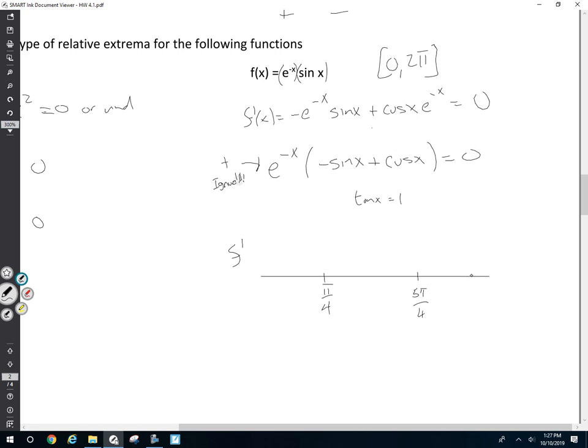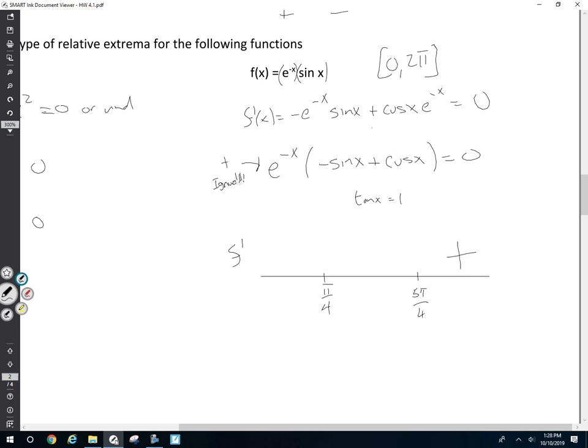Plug in values. 3 pi over 2. E to the -3 pi over 2, positive. Sine of 3 pi over 2, negative, but it's like -1 times this negative, which makes it a positive. Cosine 3 pi over 2 is 0.